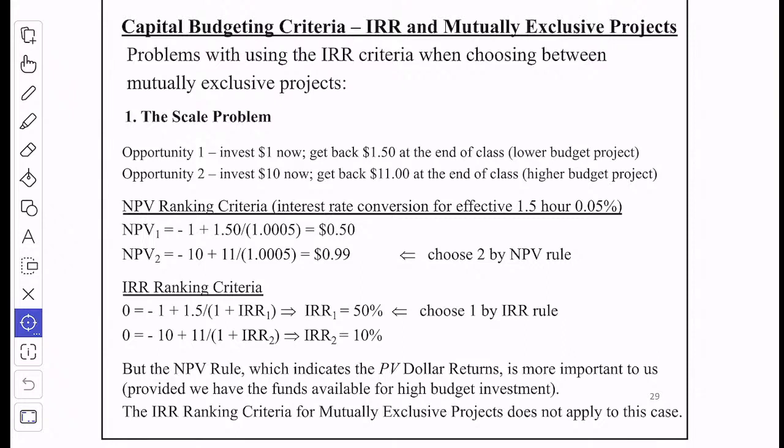So until now, all I did was evaluate independent projects. Should I accept or reject the project? Now I'm comparing two and deciding which one is better. When I do that, I have to be careful about using the IRR. I have to use it properly.